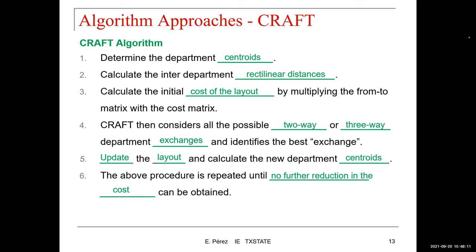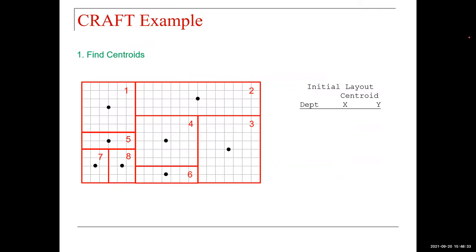Okay, so we're gonna work on a couple of examples to illustrate the algorithm. So let's look at the first one. And we're gonna follow the steps that are listed here in order to solve the problem. Okay, so this is the layout facility that we have. You can see we have 8 departments. Those dark spots are representing the centroids.